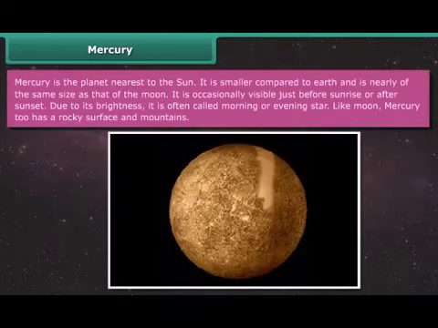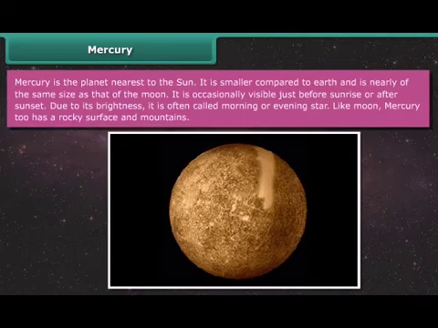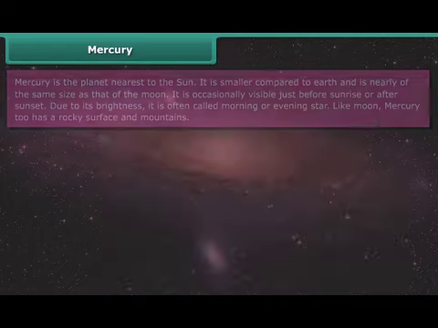Mercury is the planet nearest to the Sun. It is smaller compared to Earth and is nearly of the same size as that of the Moon. It is occasionally visible just before sunrise or after sunset. Due to its brightness, it is often called the morning or evening star. Like the Moon, Mercury too has a rocky surface and mountains.